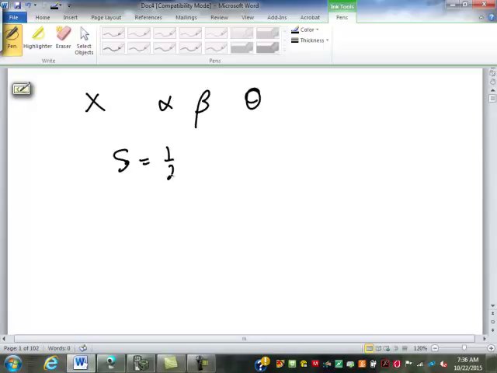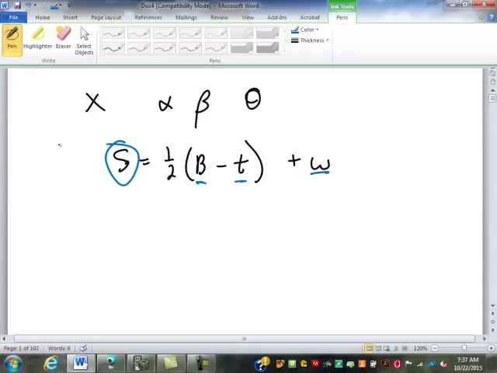S equals 1/2 B minus T plus W, where it's just sitting there waiting for values to be put into it. So in this case, you're waiting for values to put in for B and T and W. And once you put those values in there, you can calculate using our order of operations, like we've talked about before, to find the value of S. So you're just kind of holding that place until we assign the values to them.